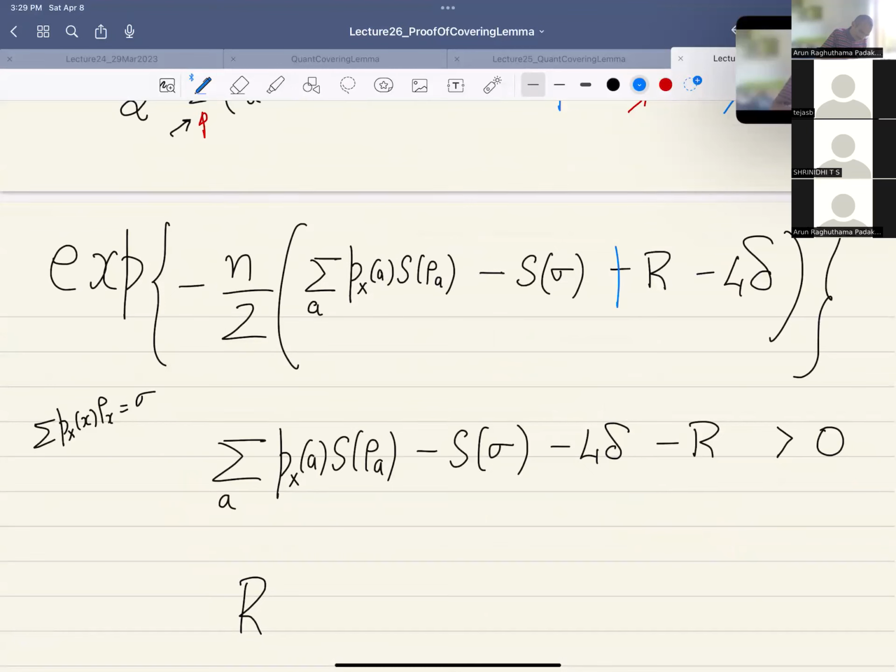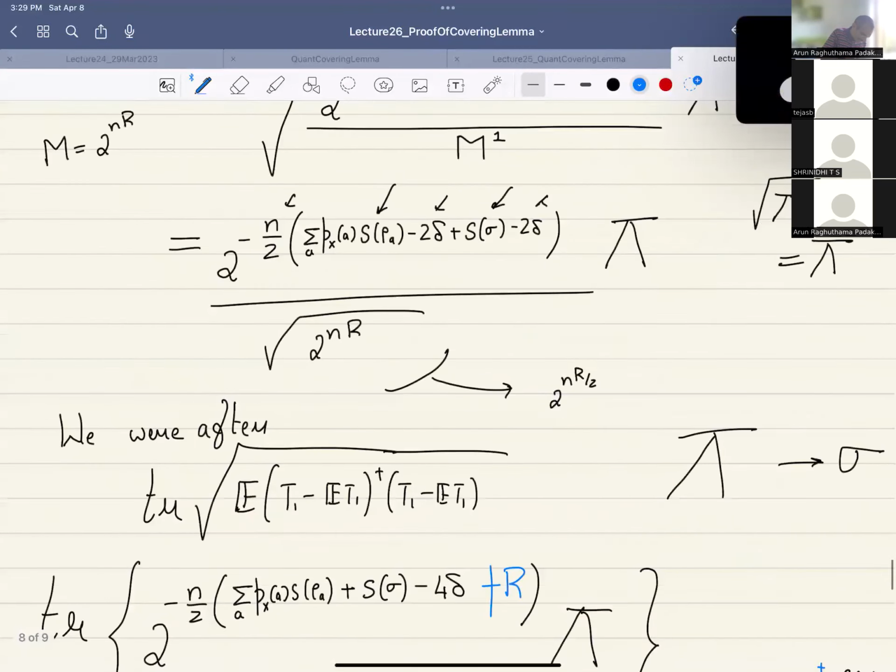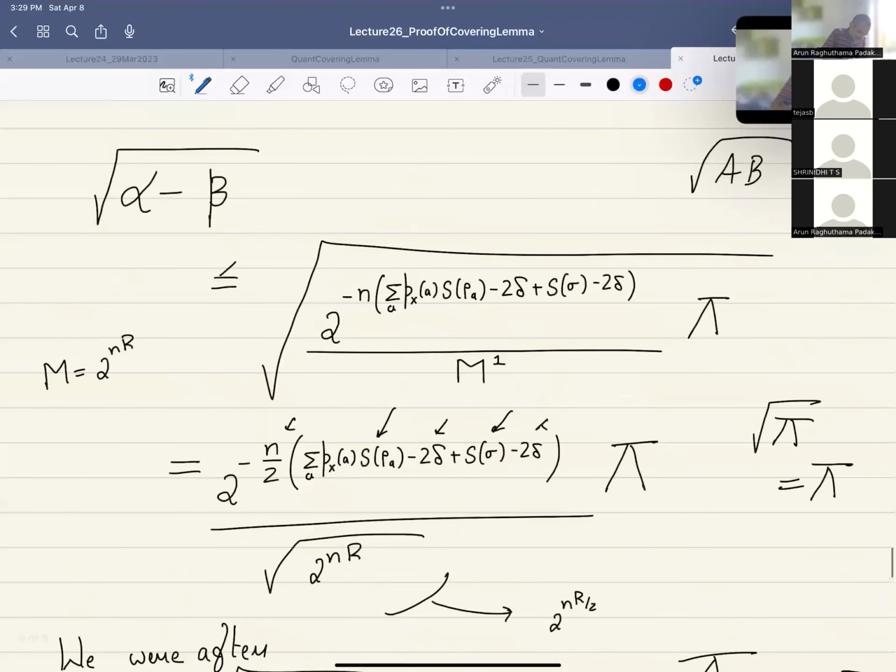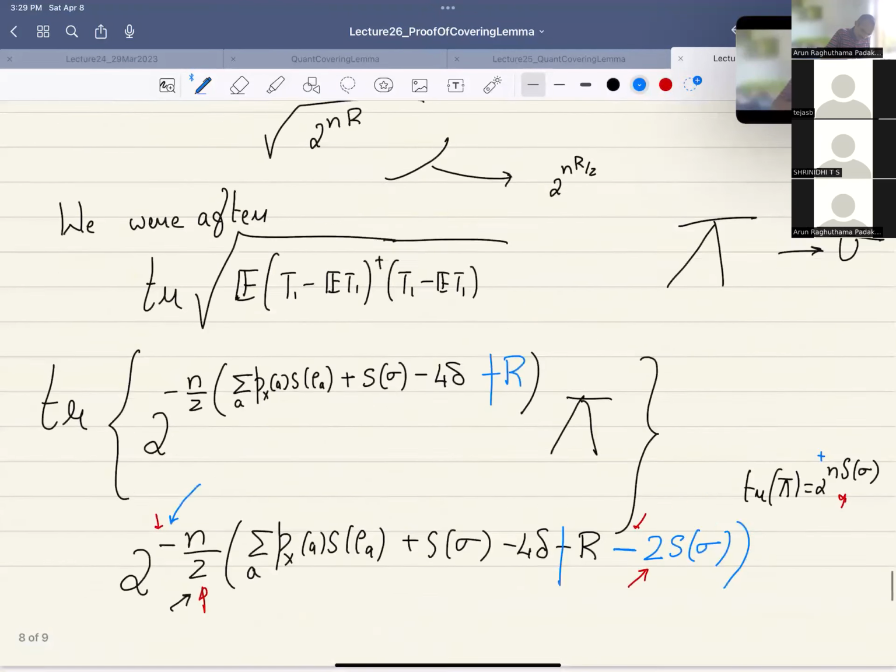Clear? See, the R is sitting at the bottom. The M is sitting at the bottom. When it goes up, it becomes 2 power minus nR by 2. So when I have a minus n by 2 times R, it's not going to be minus R. So now we got it.